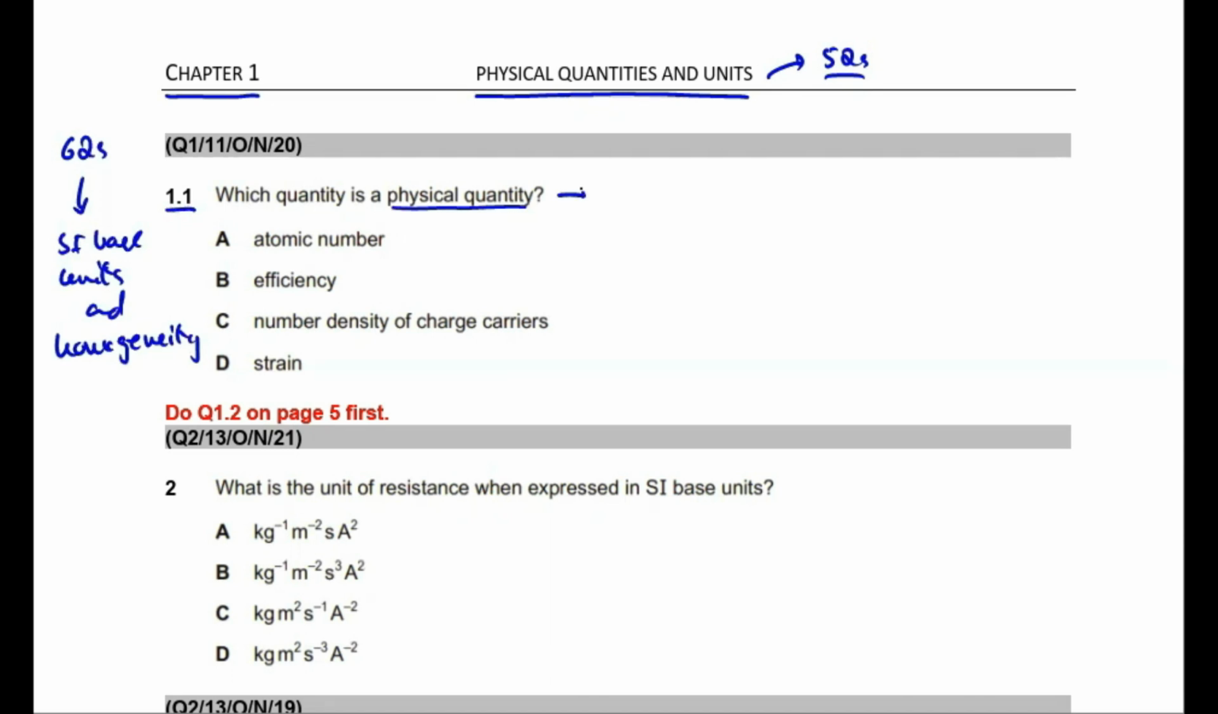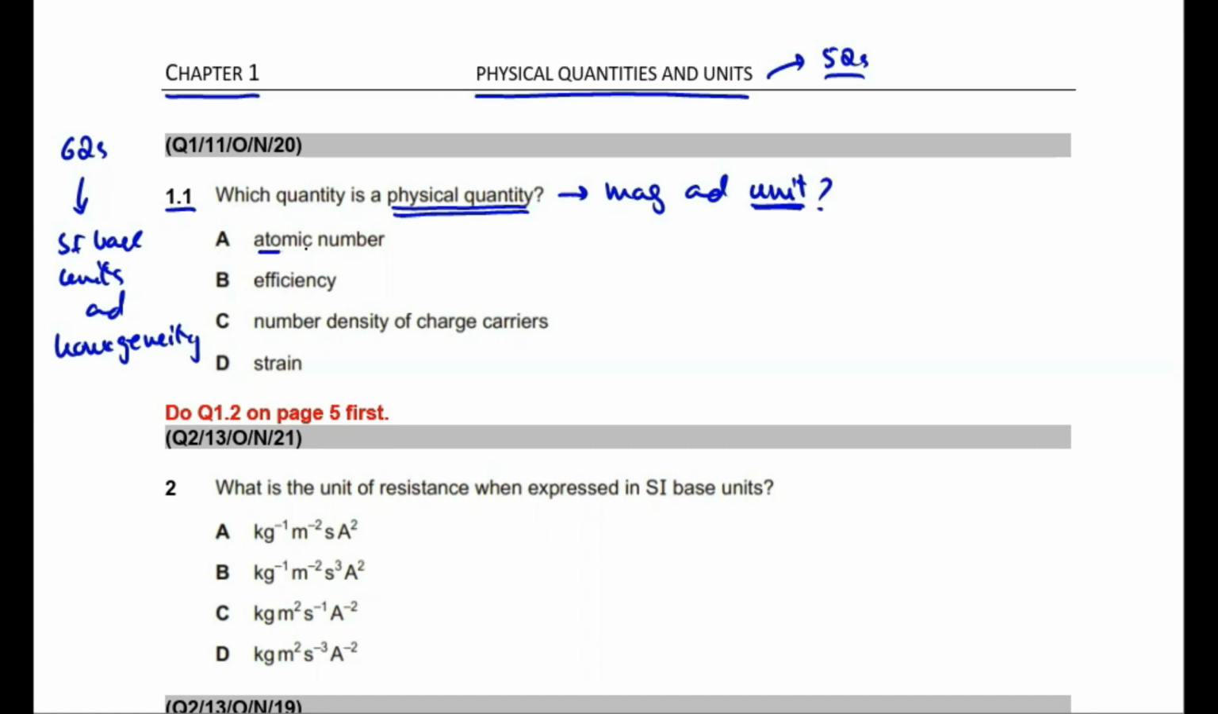Students, we know that a physical quantity consists of a magnitude and a unit. Now, what does it mean? It means that a quantity can only be regarded as a physical quantity if it has a magnitude and a unit, right? Now, let's look at the options.